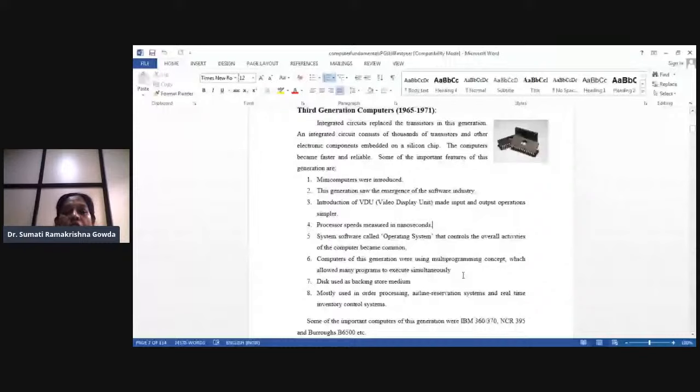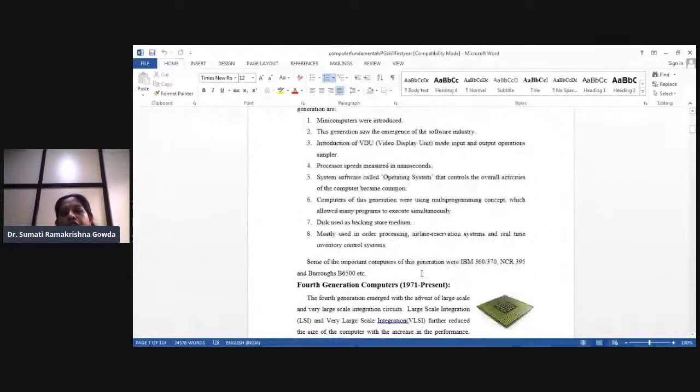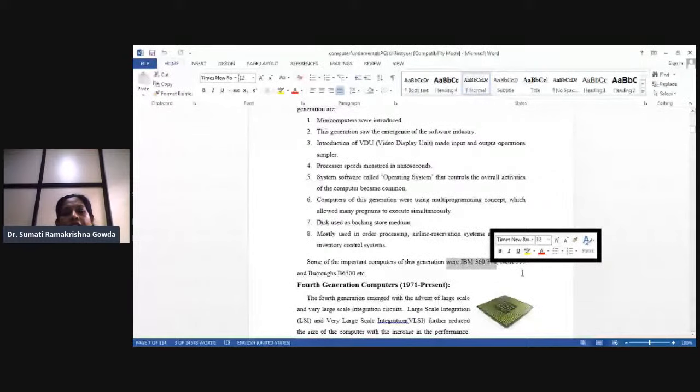System software called the operating system, which controls the overall activities of the computer, became common. Computers of this generation used the multi-programming concept, which allowed many programs to execute simultaneously. Disks were used as backing store medium, mostly used in order processing, airline reservation systems, and real-time inventory control systems. Some of the important computers of this generation were IBM 360, 370, NCR 395, and Burroughs B6500, etc.